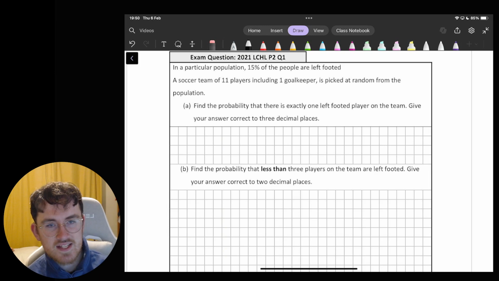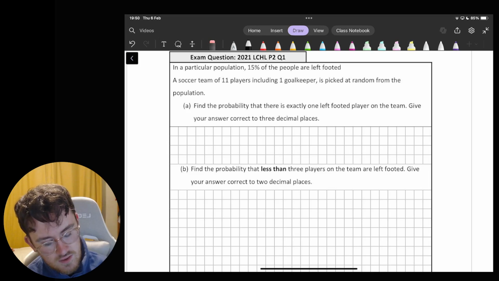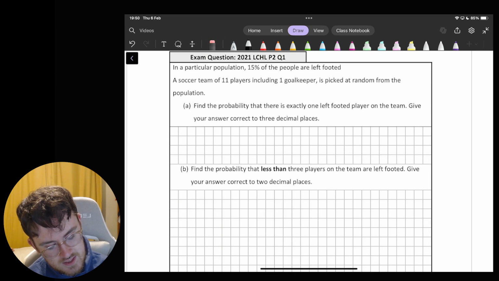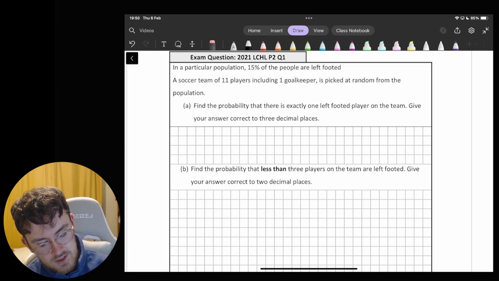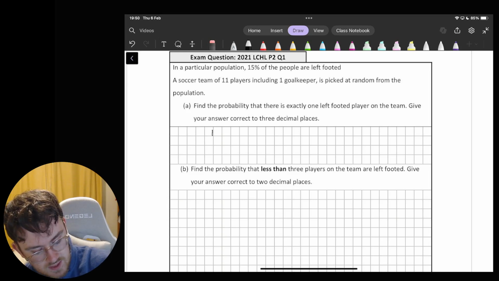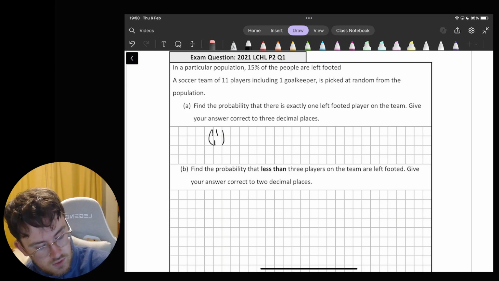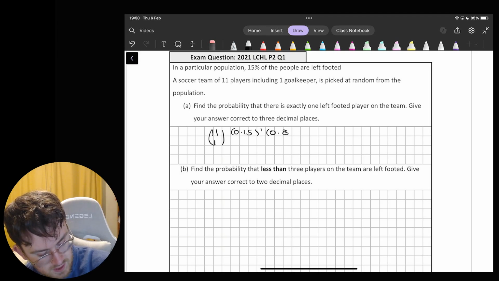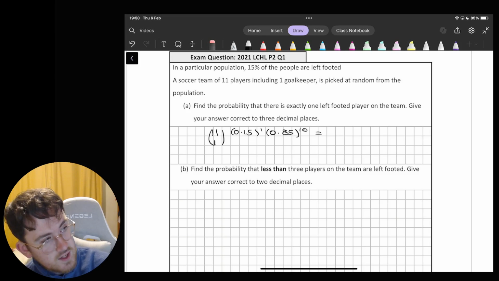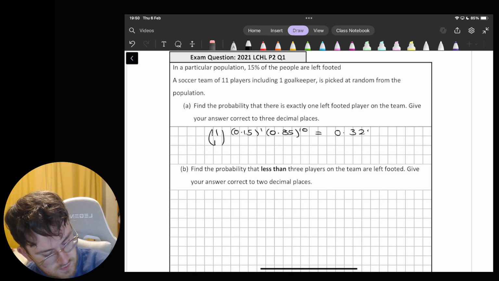The probability of success, if we can think of success here as being left-footed, is 15%. There are 11 players on the team, including one goalkeeper, and these are picked at random. Find the probability there's one left-footed player. So out of the 11 players, I want to succeed only once. 0.15 to the power of 1 and then 0.85 to the power of 10 gives me an answer of 0.325.